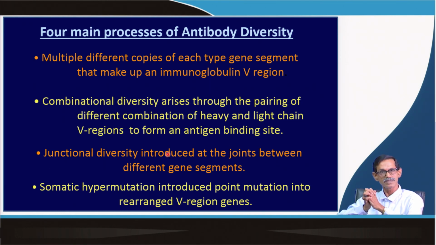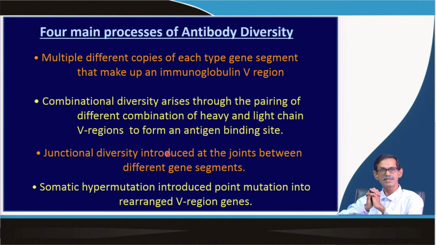Gene segment means now we know V, D, J, this kind of segment that makes up the immunoglobulin V region. So, when we say the antibody variable region, that is a combination of VJ in the case of light chain and VDJ in the case of heavy chain. So, multiple different copies, that is very good. Multiple different copies of different segments are present for the immunoglobulin variable region, true for both light and heavy chain.